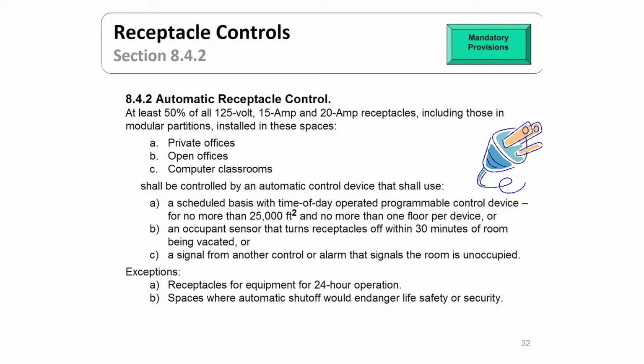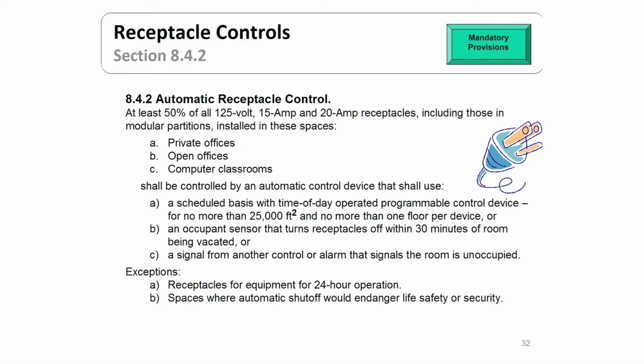And what it says is at least 50% of all 125 volt, 15 amp or 20 amp receptacles included in these spaces, that is private offices, open offices, and computer rooms, shall be controlled by an automatic device that has a scheduled cutoff time. In other words, it has a time of day operating programmable control device and or an occupant sensor that actually will turn off the receptacles within 30 minutes of the room being vacated.